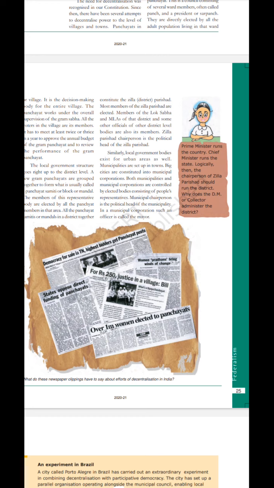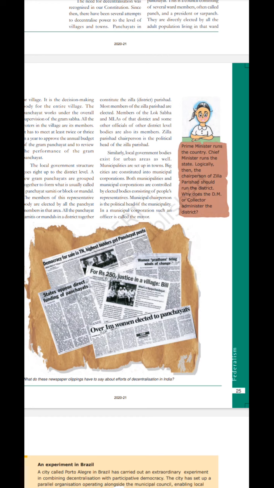The local government structure goes right up to the district level. A few Gram Panchayats are grouped together to form what is usually called a Panchayat Samiti or block or mandal. The members of this representative body are elected by all the Panchayat members in that area. All the Panchayat Samitis or mandals in a district together constitute the Zilla or District Parishad. Most members of the Zilla Parishad are elected. Members of the Lok Sabha and MLAs of that district and some other officials of other district level bodies are also its members. Zilla Parishad chairperson is the political head of the Zilla Parishad.